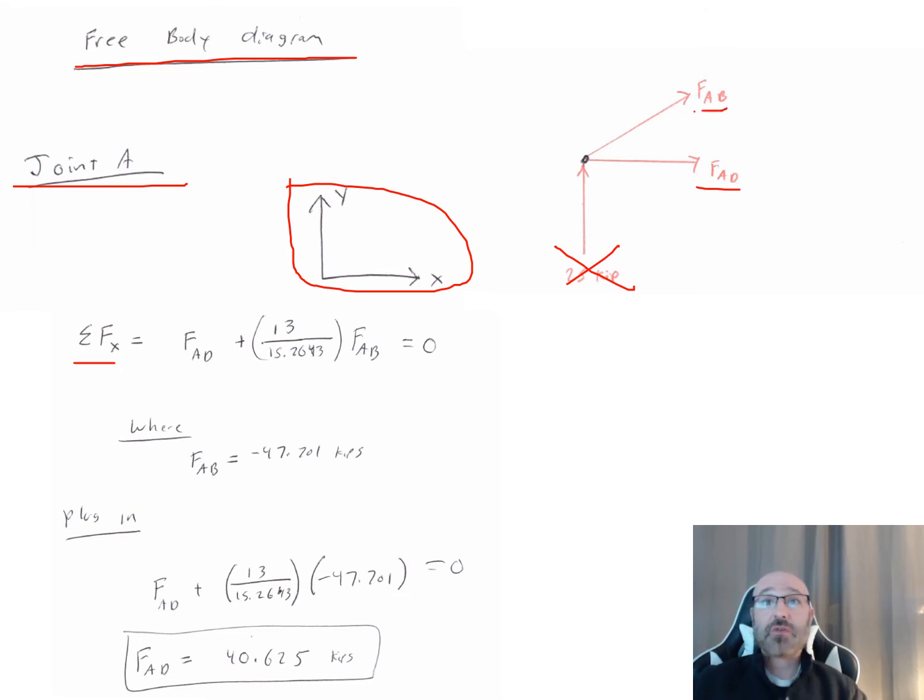So now rather than doing the y component of FAB, I do my x component. So now I have 13 over 15.263 right there, times my FAB to get my x component, and that's going to be acting in the positive x direction to the right. And my FAD is also acting in my positive direction to the right there, purely in the x direction. So now I have this relationship for the summation of forces in the x direction for equilibrium.